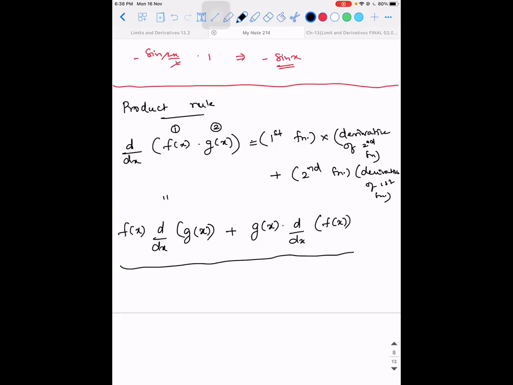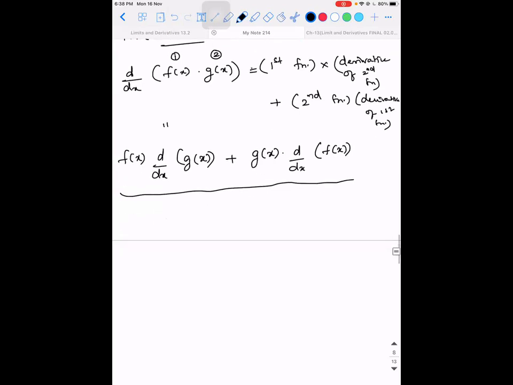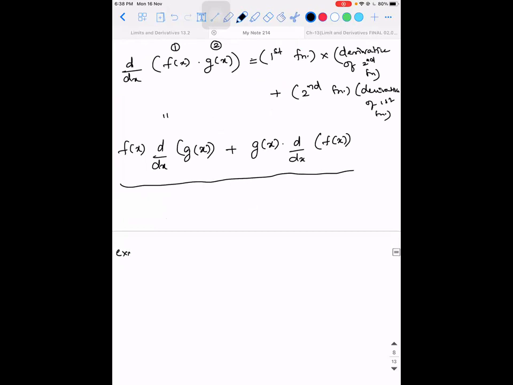Okay, please make a note of this. I'll show you an example. So let's take an example. Find d by dx of x cos x. If I take x as the first function, cos x will be the second function.